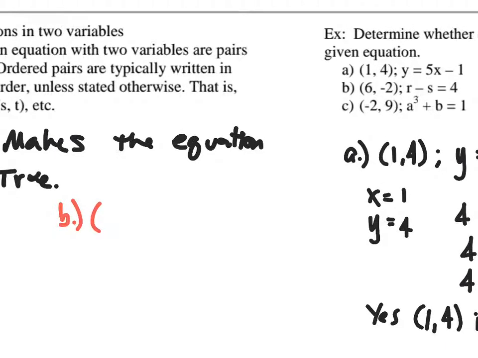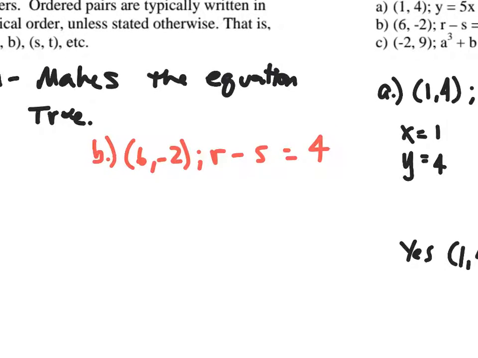I have the point (6, -2), and I'm dealing with the equation R minus S is equal to 4. Now, here's what I know: R comes before S in the alphabet, so I can identify what these numbers are. I would let R equal 6, and S is equal to -2.